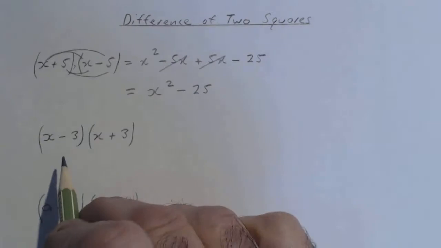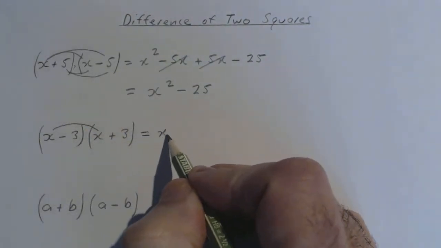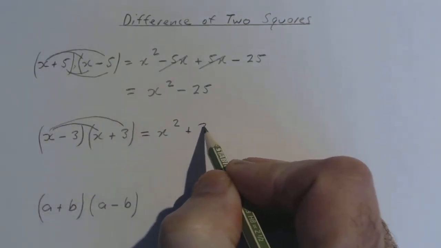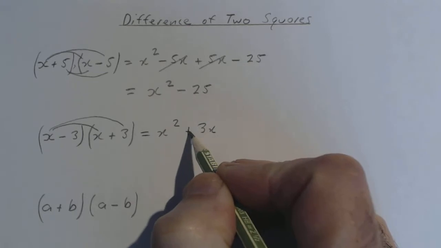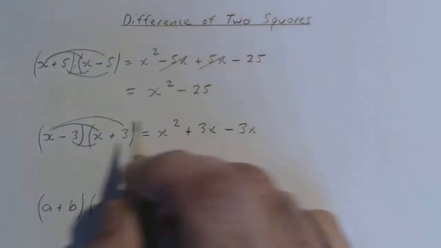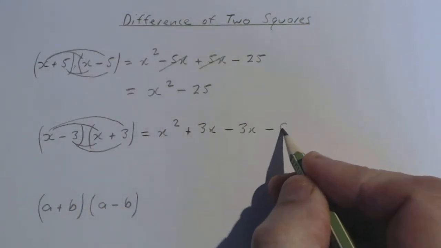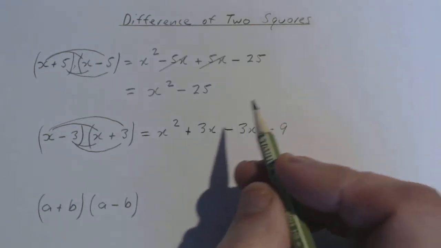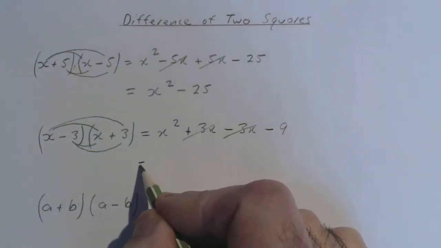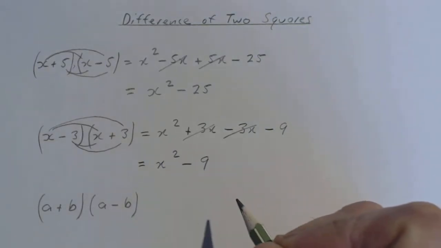Let's follow the same procedure with the next one here. We have x times x gives x squared. X times plus 3 gives plus 3x. Negative 3 times x gives negative 3x. And negative 3 times plus 3 will give negative 9. Now we collect the terms of plus 3x minus 3x. They will cancel out and we're left with x squared minus 9.